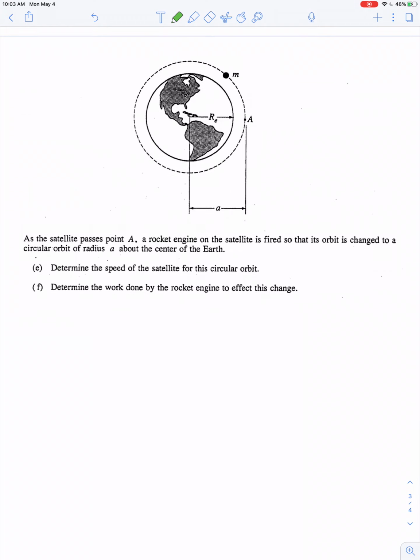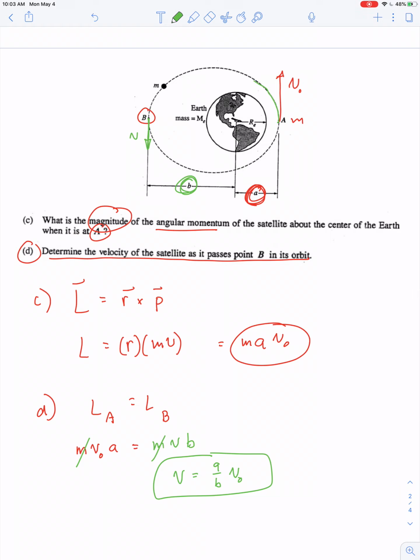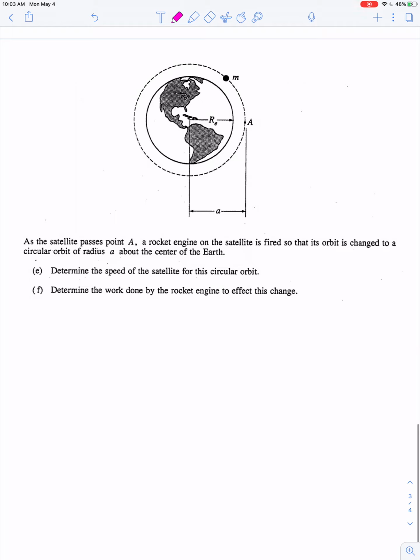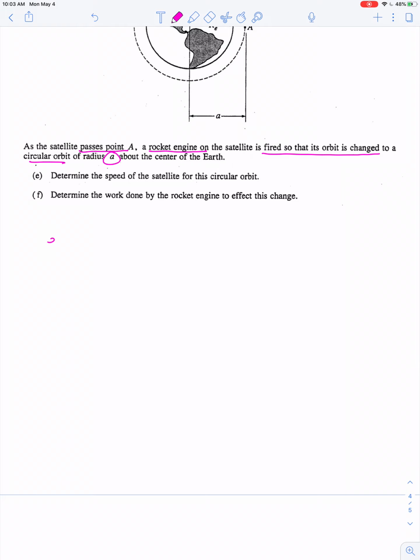Then we're told as the satellite goes from point A to point B and then continues on from point B back to point A, when it reaches point A again, a rocket engine is fired so that its orbit is changed to a circular orbit with a radius of a. Determine the speed of the satellite for that orbit.